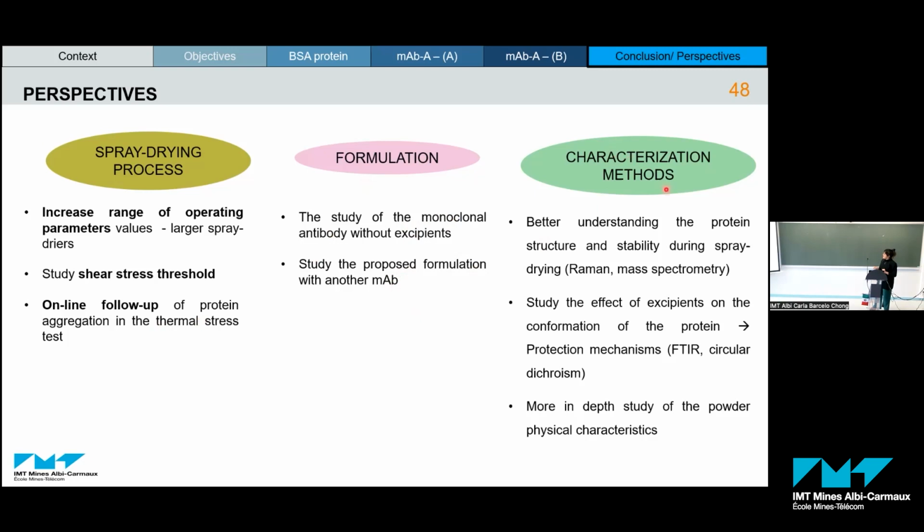And finally, the characterization methods. In this thesis, we were mainly focusing on the reconstituted solution characterization. Now we can propose to do a more in-depth study of the powder produced after spray drying. For example, to have a better understanding of the protein structure right after spray drying and before reconstitution by using, for example, techniques such as Raman and mass spectroscopy.